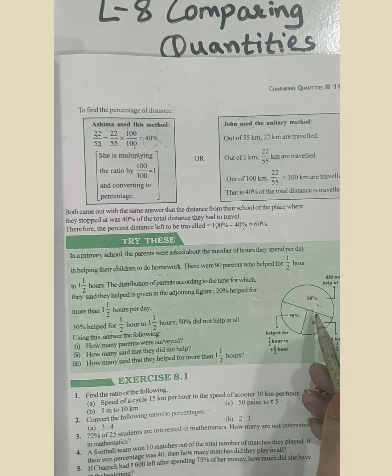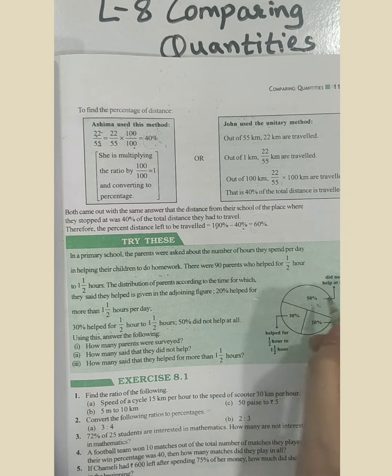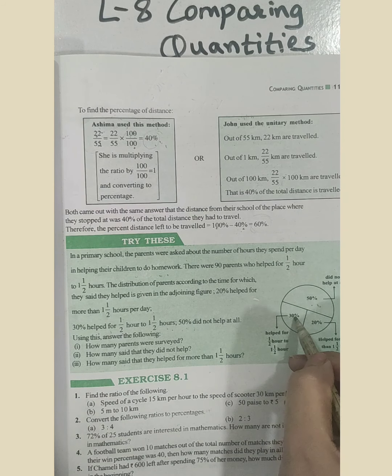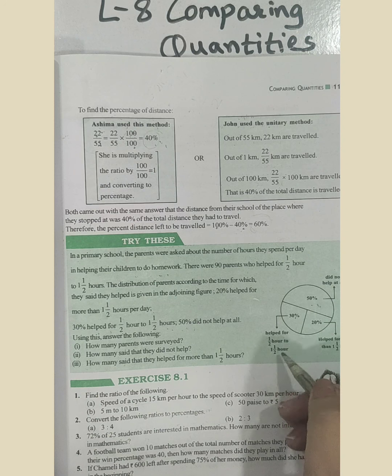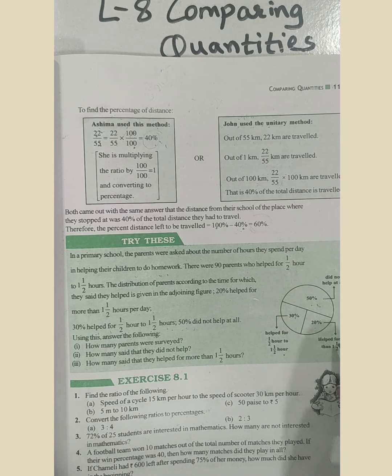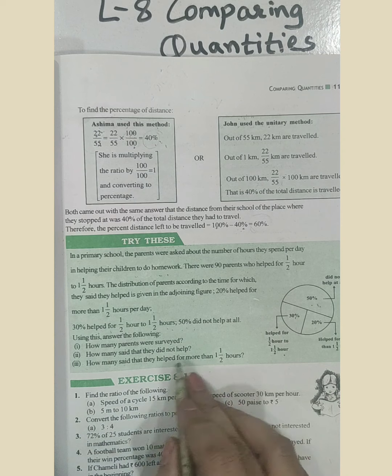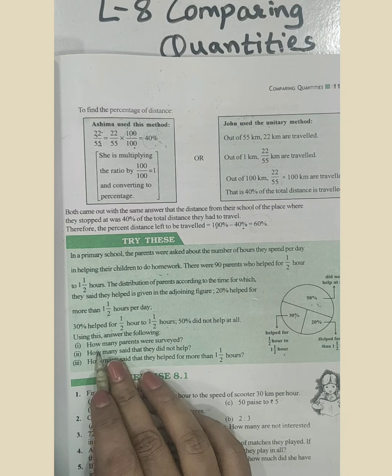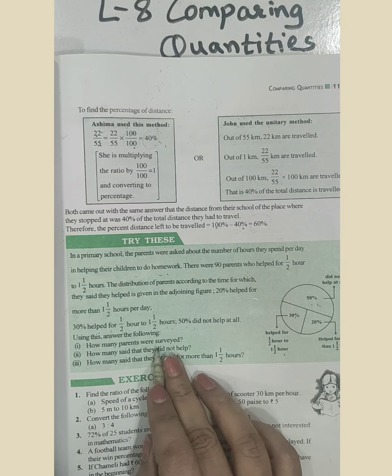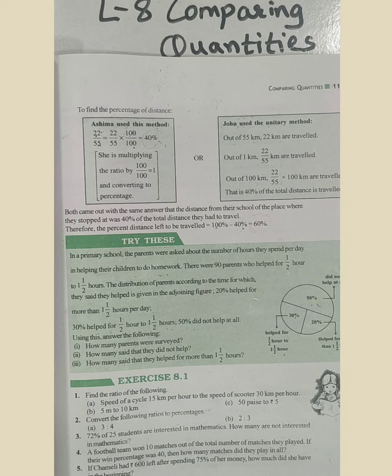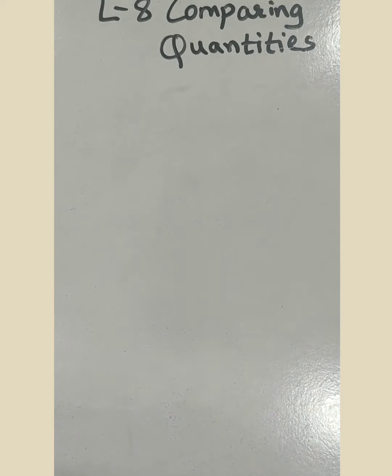Now here you can see one figure is given to you in which 50% of parents did not help at all. 30% help for half an hour to 1.5 hours. Similarly, 20% help for more than 1.5 hours. So on the basis of this, we are going to answer the questions. My first question is, how many parents were surveyed? Now here we have to write the total number of parents who were surveyed.